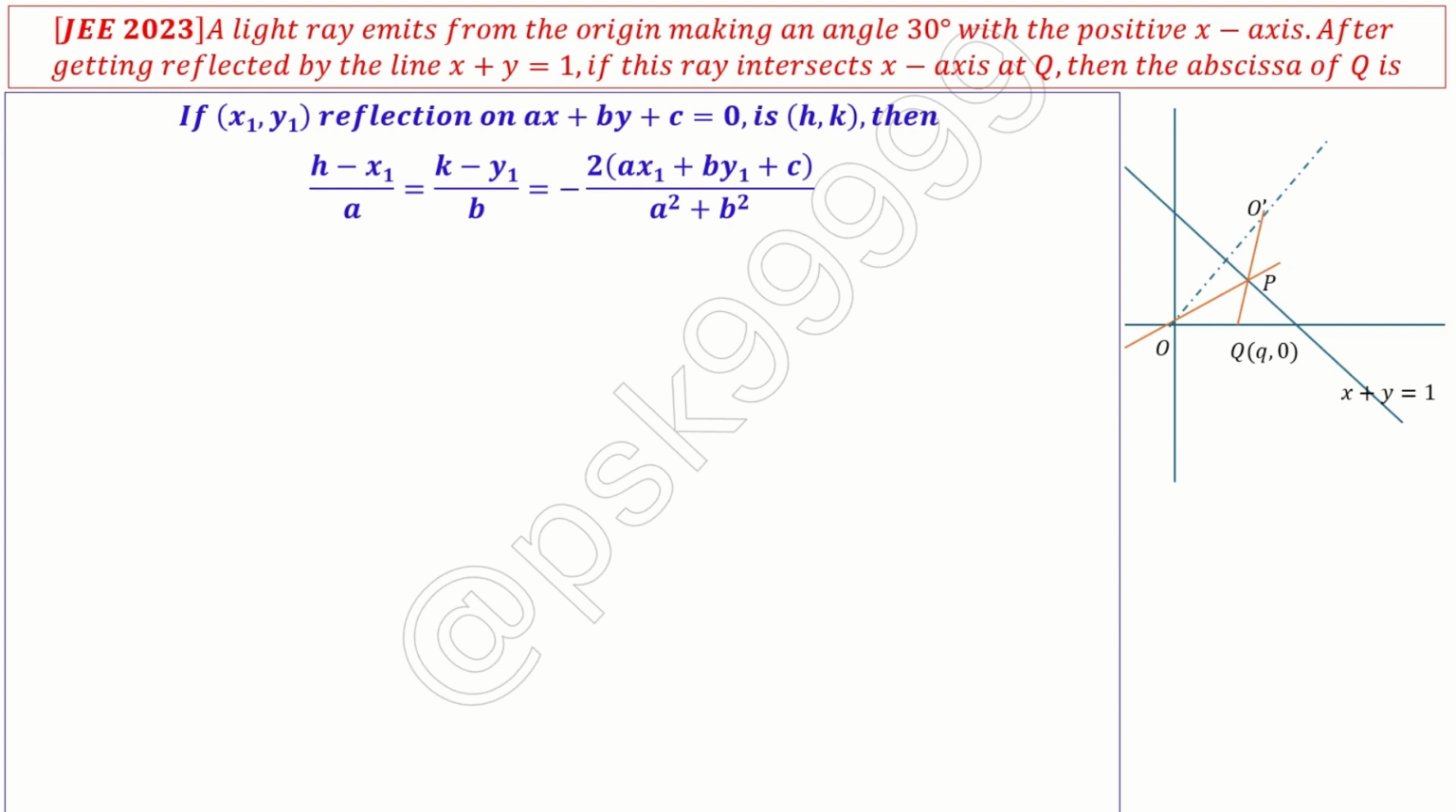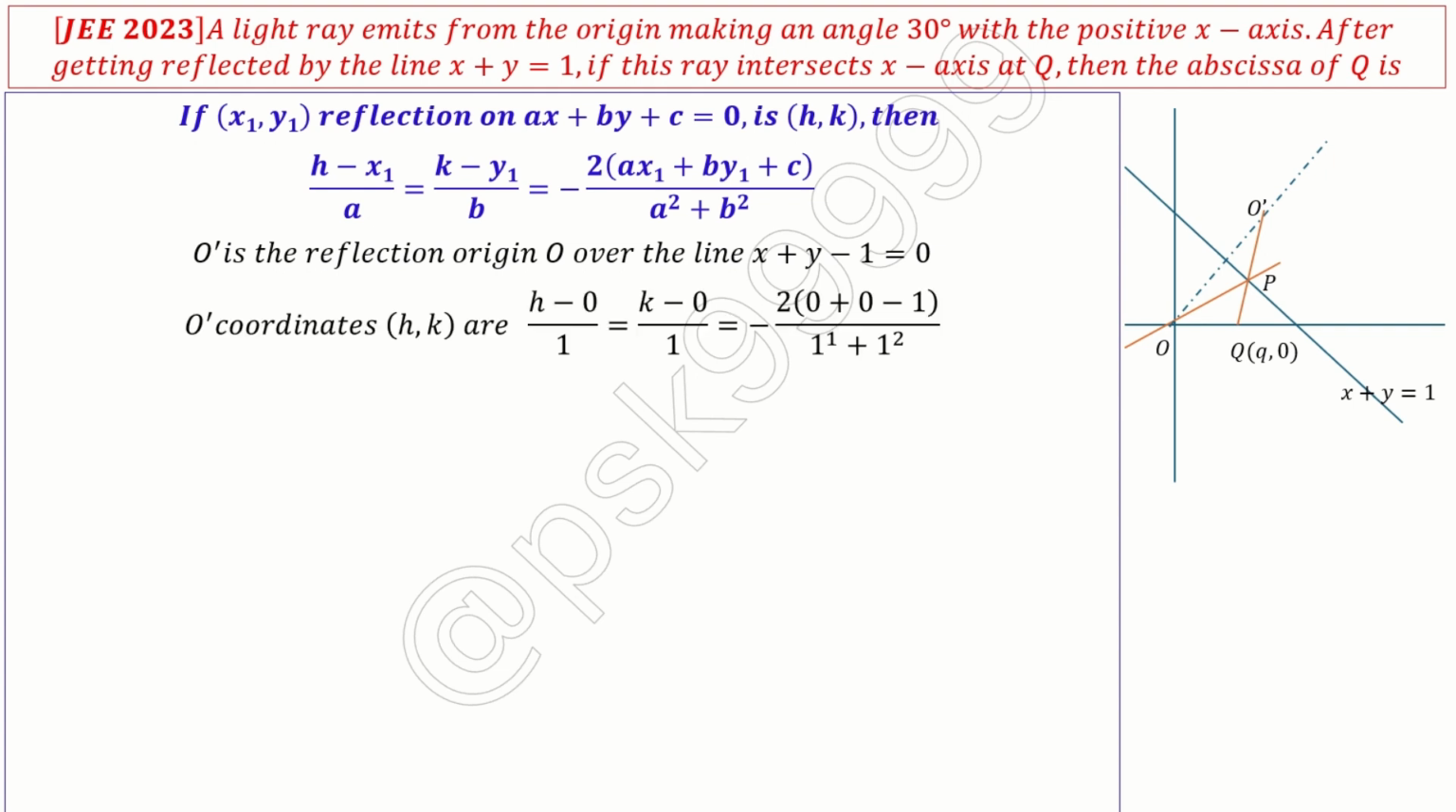The reflection is O dash, so (h, k) is O dash. O dash is the reflection of origin O over the line x plus y minus 1 equal to 0. So my (x1, y1) is the origin. So (h minus 0) divided by 1 equals (k minus 0) divided by 1 equals minus 2 times (0 plus 0 minus 1), if I substitute (x1, y1) as (0, 0), divided by 1 square plus 1 square, which is 2. From this I can solve (h, k), which is nothing but (1, 1). So this is the reflection, O dash. My O dash is (1, 1).